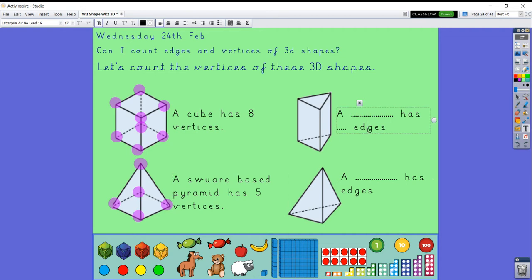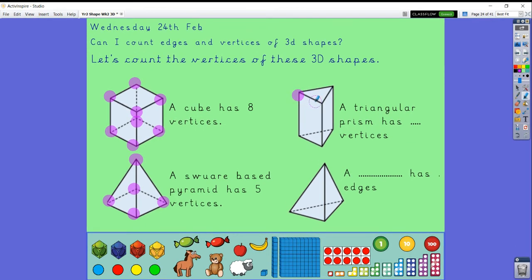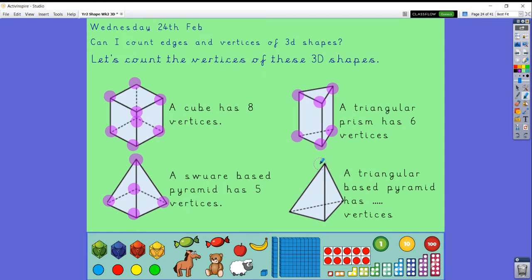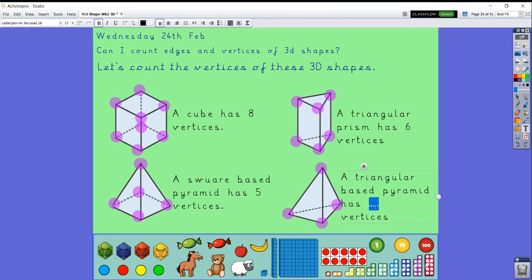So here we've got our triangular prism, and we can count those, and it's got 1, 2, 3, 4, 5, 6 vertices. And finally, our triangular-based pyramid has got 1, 2, 3, 4 vertices.